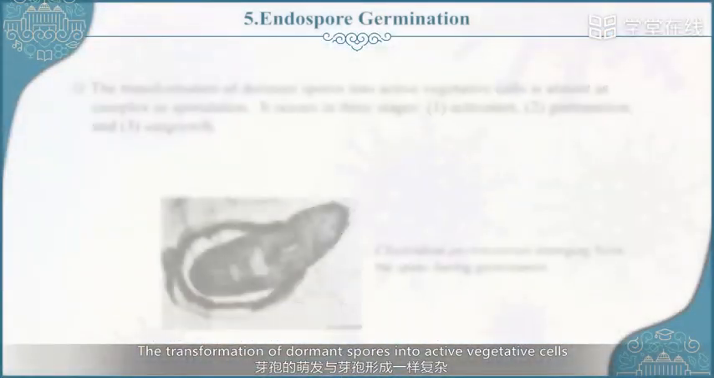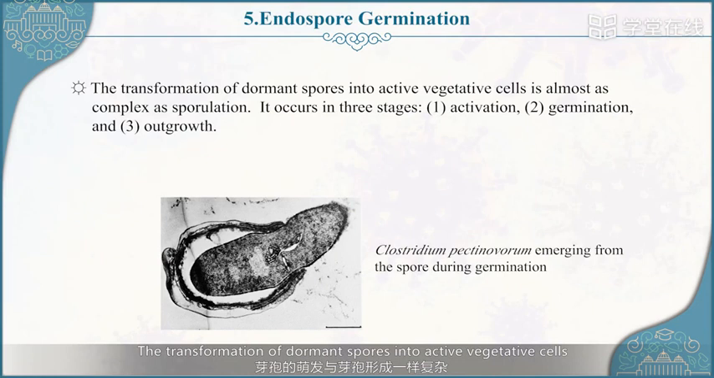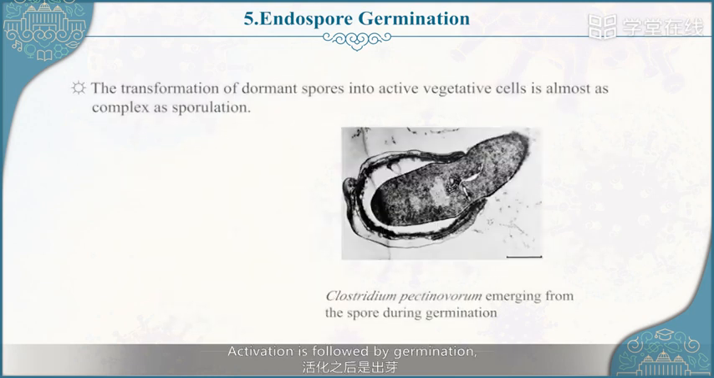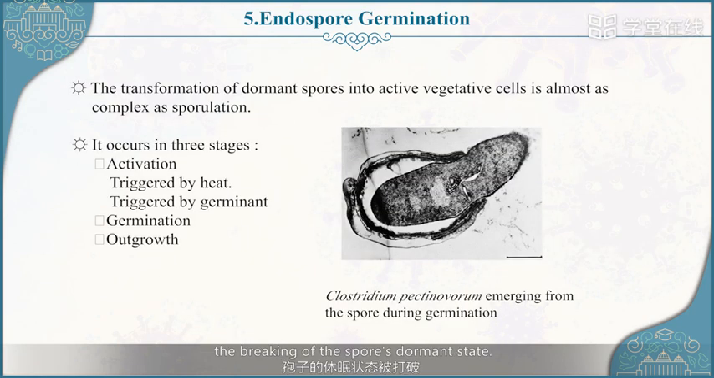The transformation of dormant spores into active vegetative cells is almost as complex as sporulation. It occurs in 3 stages: activation, germination, and outgrowth. Activation is a process that prepares spores for germination and can result from treatments such as heating. This is followed by germination, the breaking of the spore's dormant state.